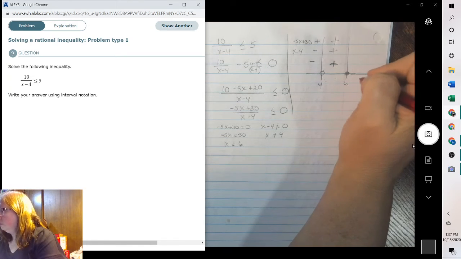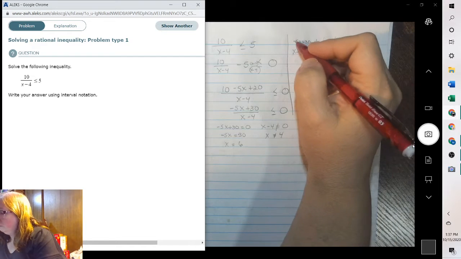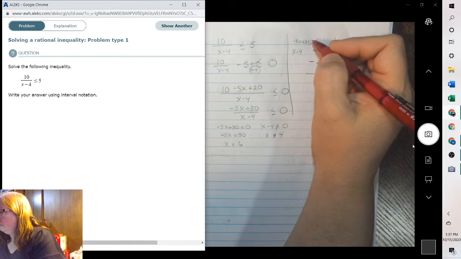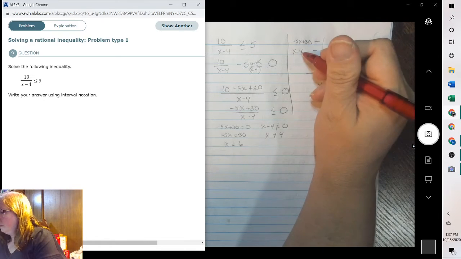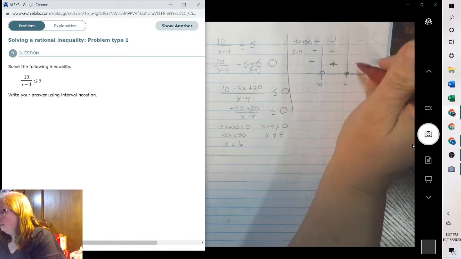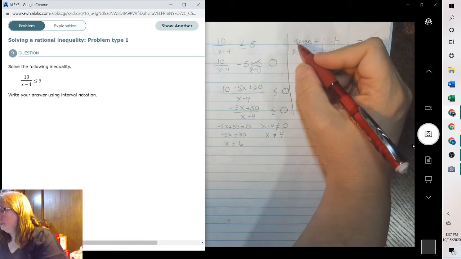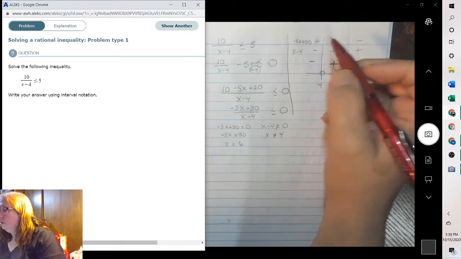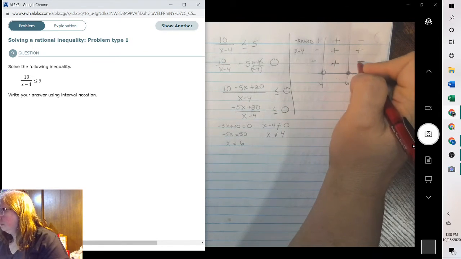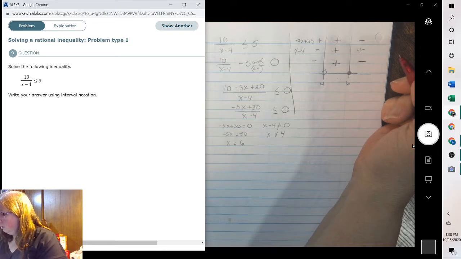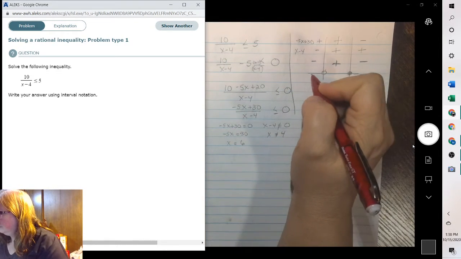So a positive and a positive is a positive. And then something out here, 10. Negative 5 times 10 is negative 50, which is going to give me a negative value. 10 minus 4 is positive. So when I plug in 10 here, I get a negative. On the bottom, I get a positive. And a negative and a positive is a negative. And we wanted less than or equal to, so we want the negatives.